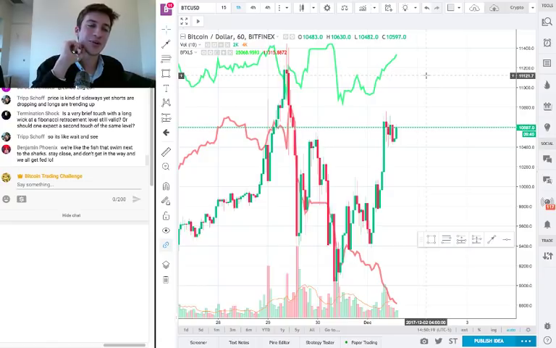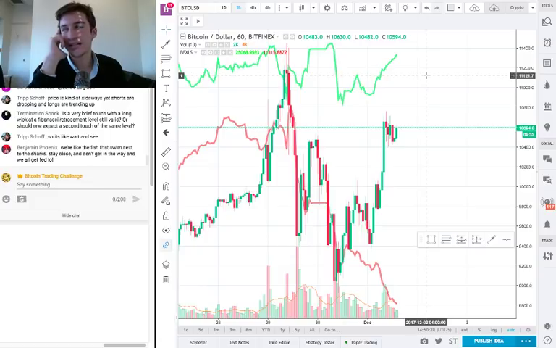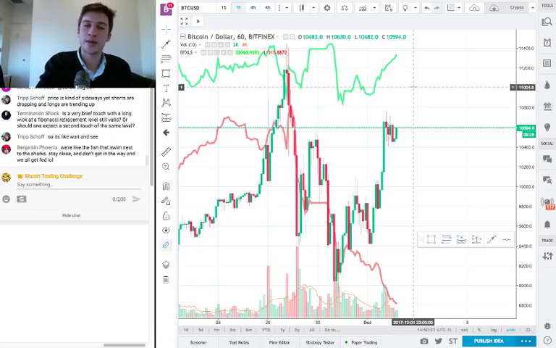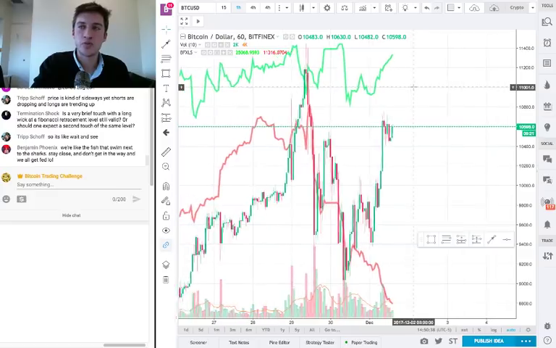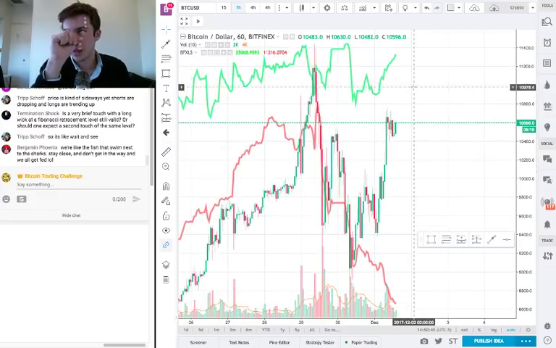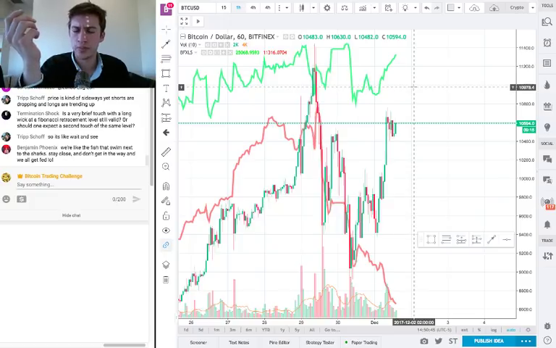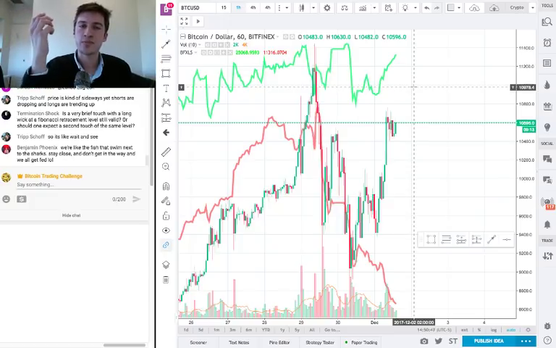We're like the fish that swim next to the shark, stay close and don't get in the way, we all get fed lol. I would actually really agree with you, Benjamin. It's a good analogy. We don't have enough volume and purchasing power to really move a market. But you don't need to move a market to make money in really any kind of trading. You can make money without moving the market. And actually, moving the market too much can actually screw you over.